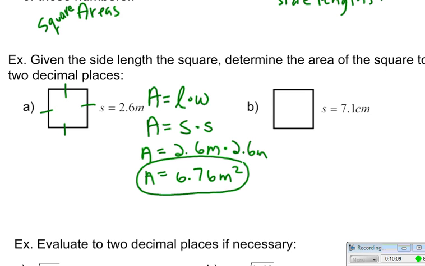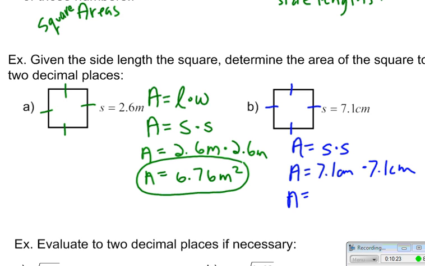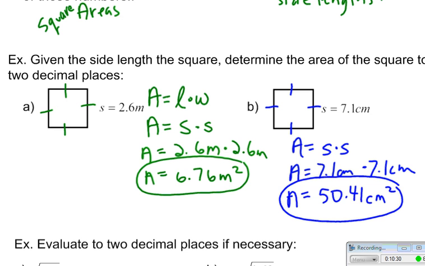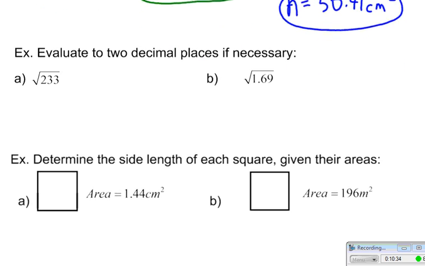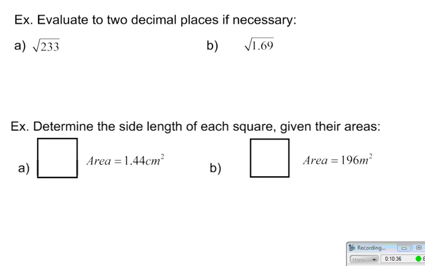The next example, I've also given you the side length, and you want to find the area of the square. So again, area equals side squared, or side times side. So 7.1 centimeters times 7.1 centimeters, we get an area of 50.41 centimeters squared. That should be nice and straightforward for you. These last examples, again, we're just going to calculate these.